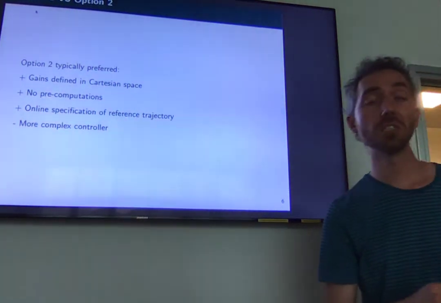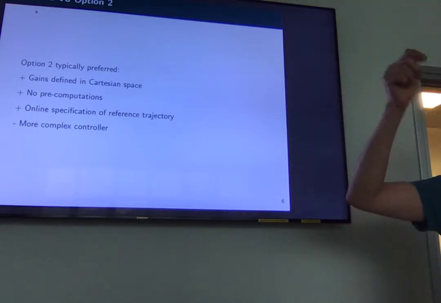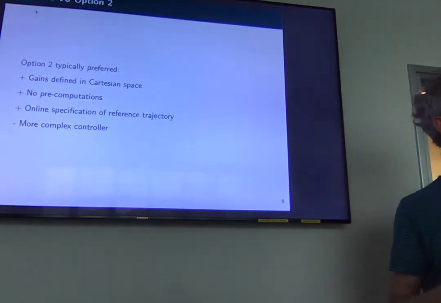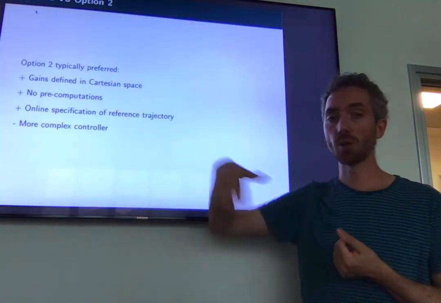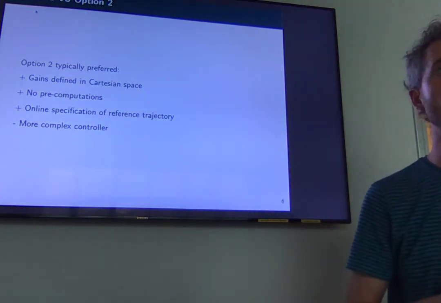The only disadvantage I could think of is that, well, the controller is a bit more complicated because you need a controller that works in task space and not in joint space, so you need the extra Jacobian pseudo inverse step, which we didn't need when doing joint space control. But it's a really small complexity increase that you need to pay for getting all of these advantages. So I think that's overall the reason why everybody is using the second option instead of the first one.